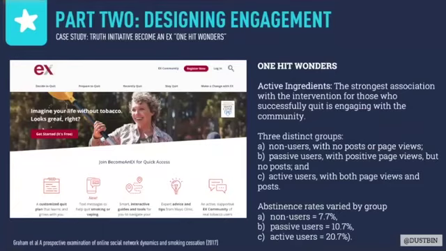And we could see those abstinence rates were most effective for active users, right? 20%. It's almost double passive users as well. So engaging, and doing so in a highly active manner, doubled those abstinence rates, compared to non-users down at 7.7%.